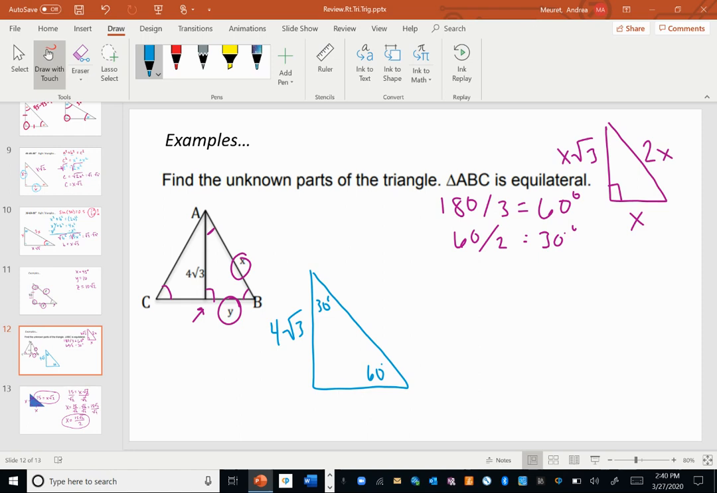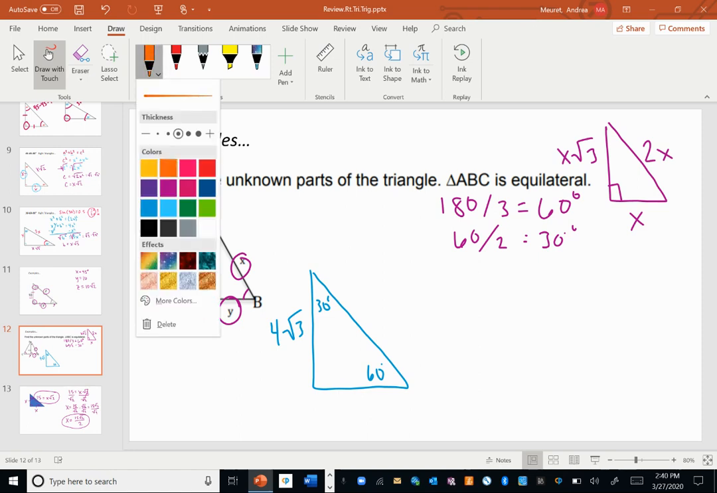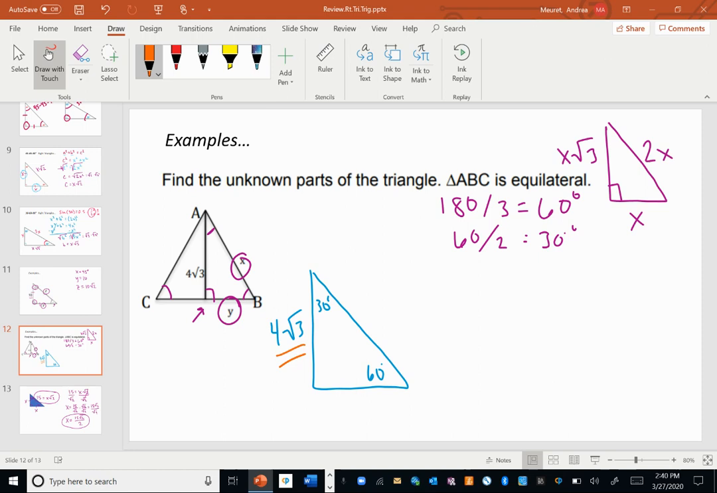So if this long leg is equal to 4 root 3, then I know right away that this is equal to 4. And so looking at x root 3, the short leg is x. If the long leg is 4 root 3, the short leg is 4. And that means the hypotenuse is going to be 2 times that short leg. So 2 times 4 equals 8. So I've found the missing sides. X is equal to 8 and y is equal to 4.